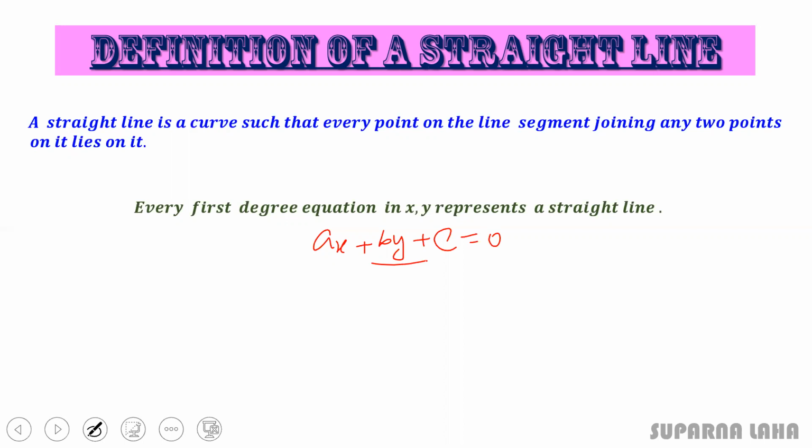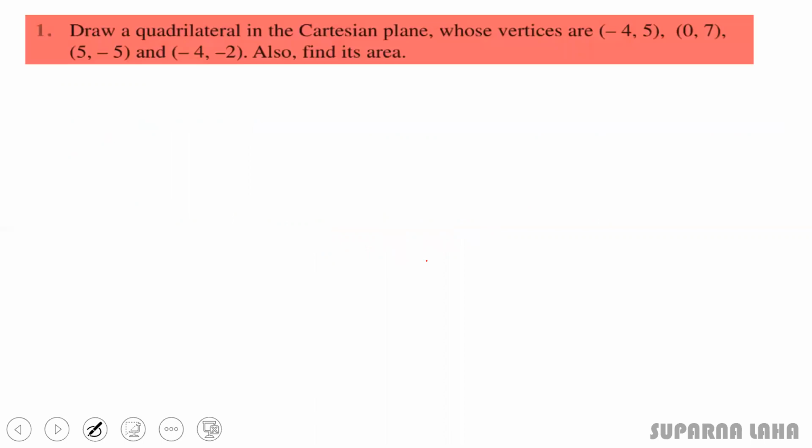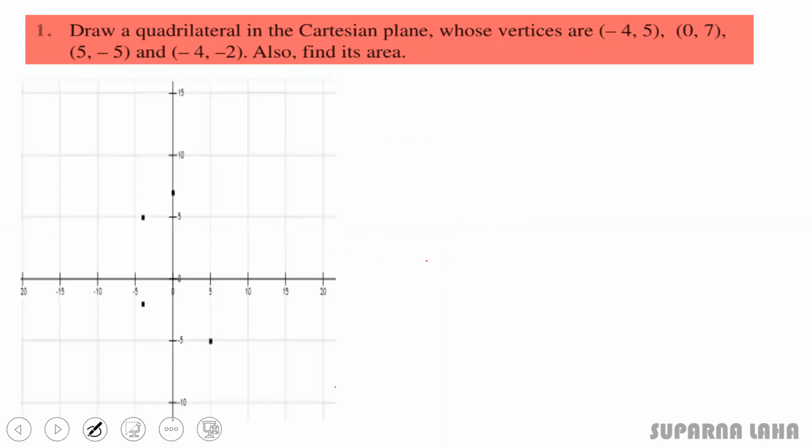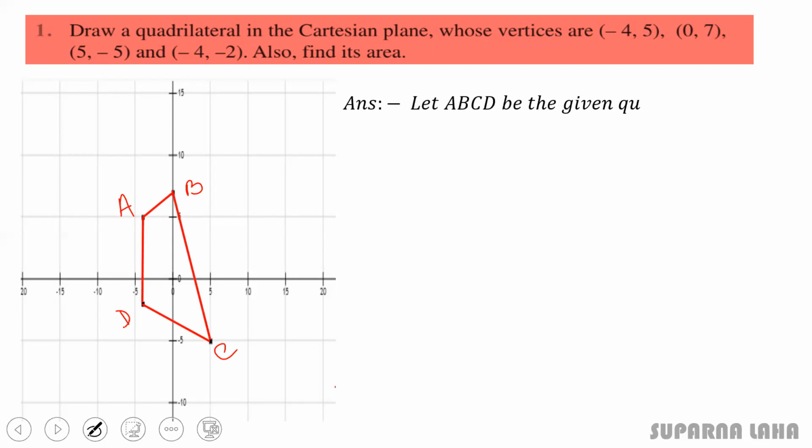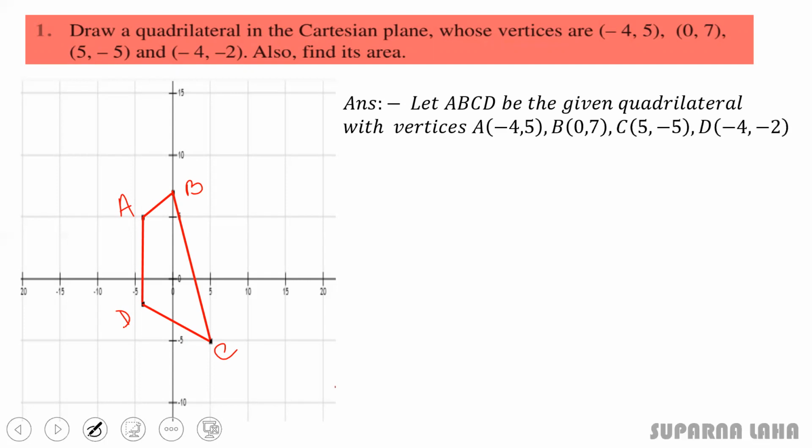So start this exercise 10.1. Here is the first question. Draw a quadrilateral in a Cartesian plane whose vertices are given. So here are the vertices. This is point A, point B, point C, and point D. Okay, so join them. This is a quadrilateral ABCD. A is -4, 5, B is 0, 7, C is 5, -5, and D is -4, -2.